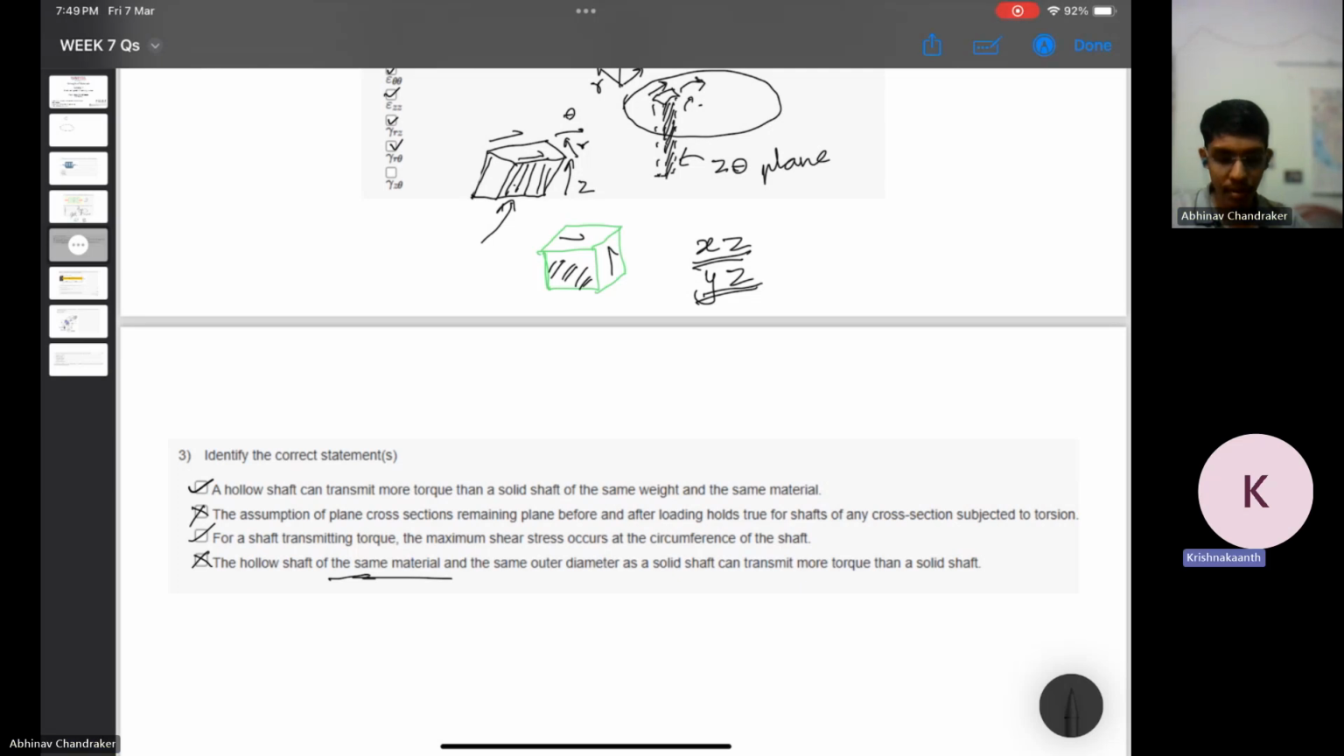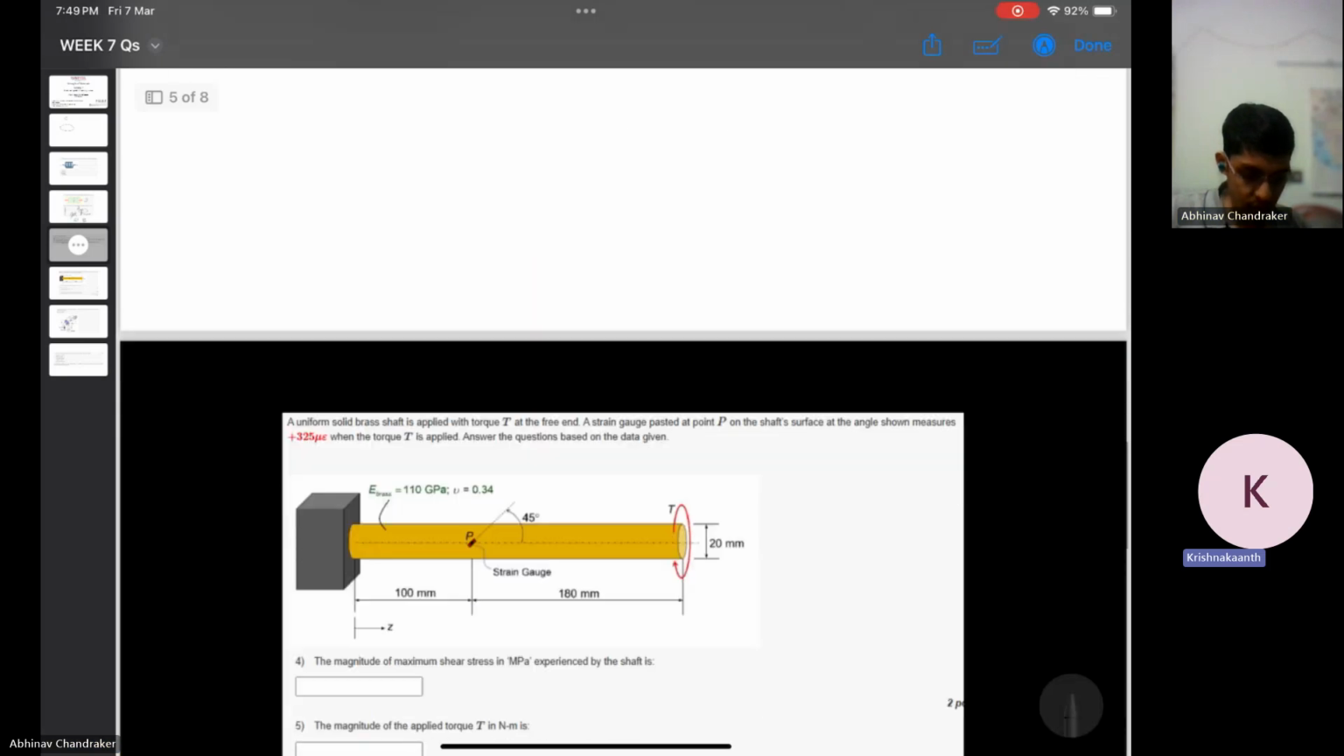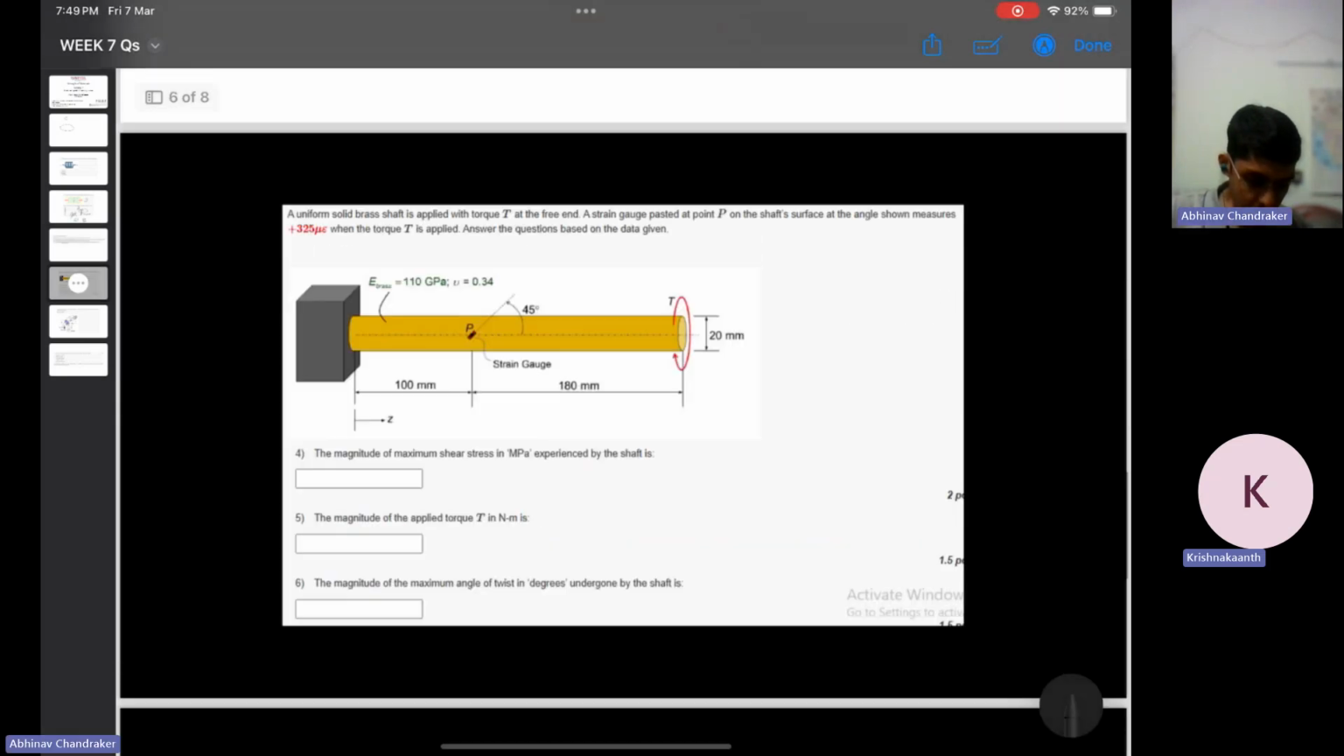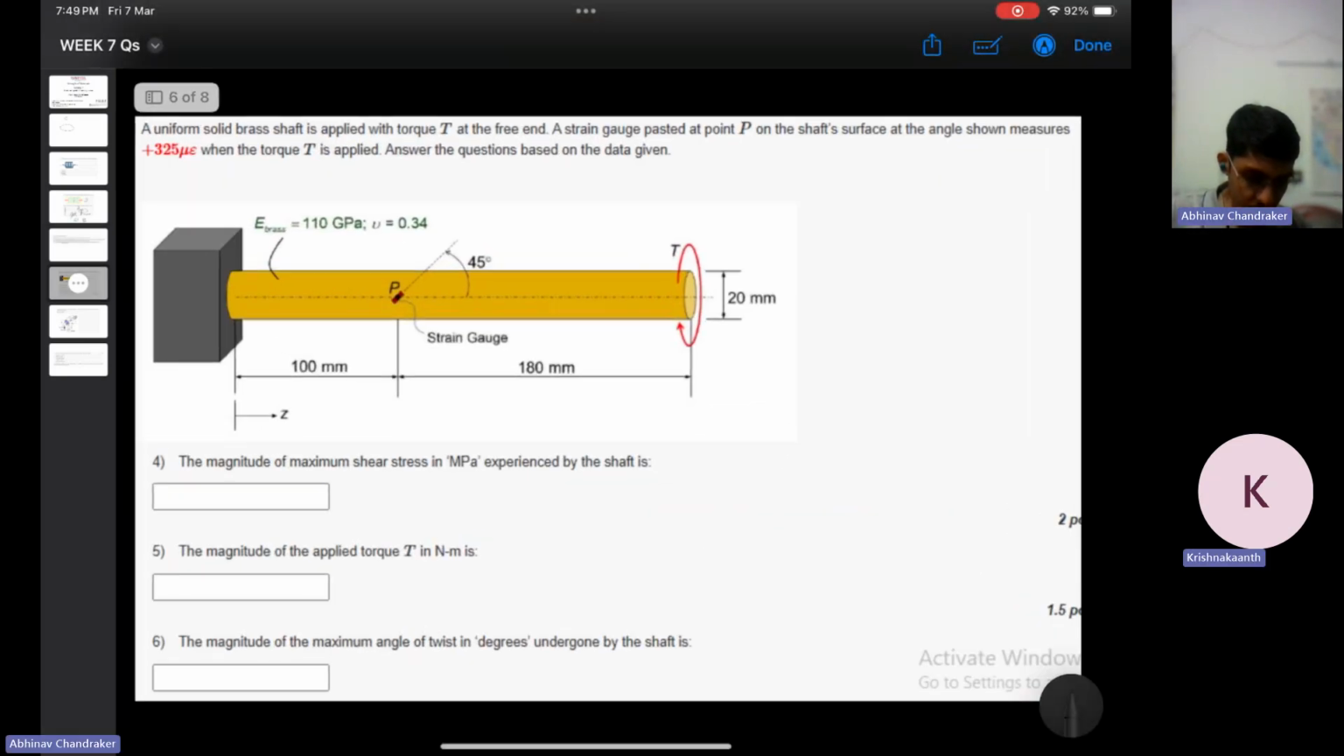Yes, sir, you are clear. So basically, it's the same thing as you said. Moment of inertia is higher for the solid shaft compared to the hollow shaft. Same thing only. Then this is the last question. Just see how you will approach this.